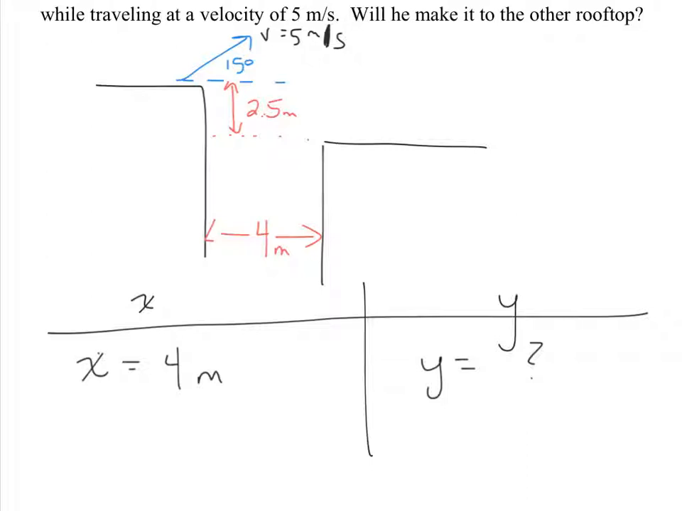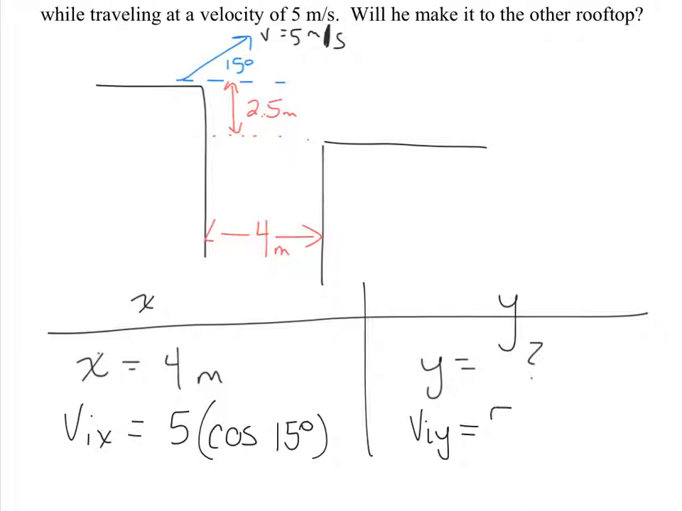So if that's true, we also need to write down our other given information. What is VIX and VIY in this problem? And if you're forgetting how to do this, go to the previous slide, scroll up to the last slide, look at the formula for VIX, look at the formula for VIY, and tell me, I don't want to know the number, but tell me what am I going to actually do to get VIX and to get VIY? Aiden? VIX would be 5 times cosine of 15. Very good, Aiden. And then VIY would be 5 times the sine of 15.